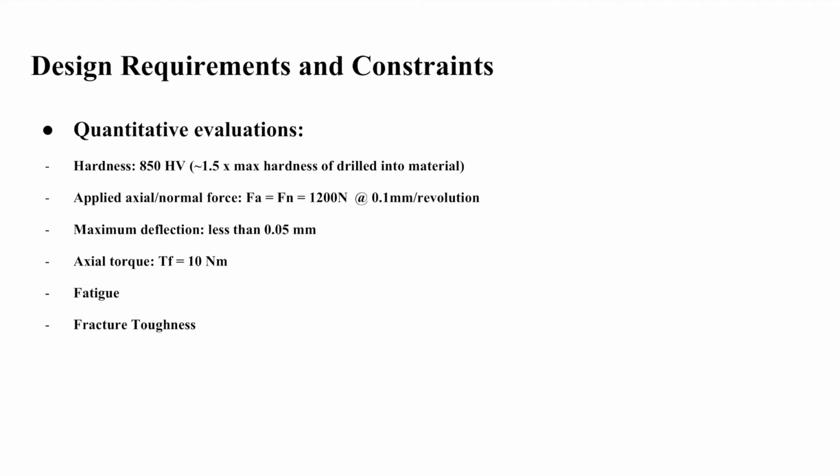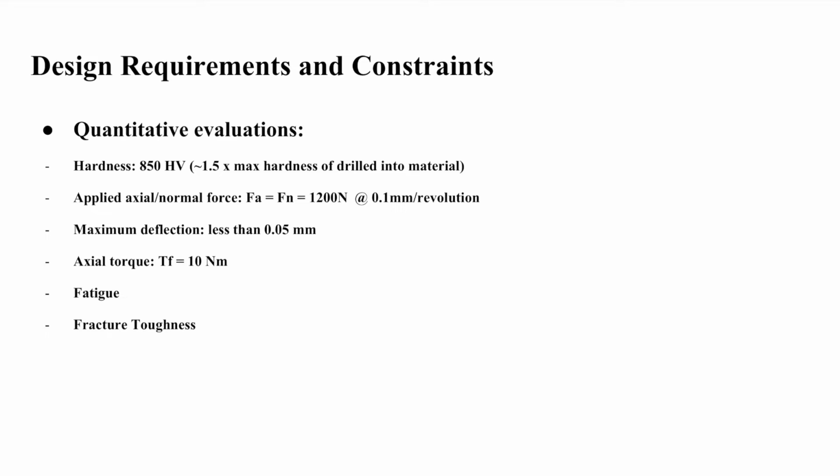Under normal operation, a drill bit must have a high hardness to be able to cut heat-treated steel such as AISI 4340, which has a hardness of 570 Vickers. Therefore, the drill bit should at least have a hardness of 850 Vickers. It must withstand 1,200 axial load without failing by buckling or crushing. The maximum deflection in the axial direction must be less than 0.05 mm, which is approximately 0.25% of axial strain. The torque through the drill bit is approximately 10 Nm.